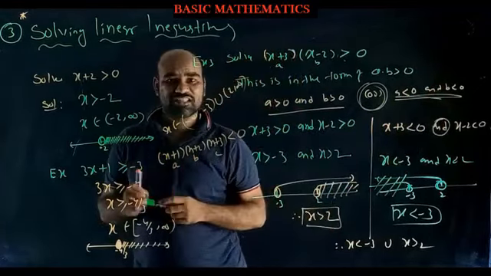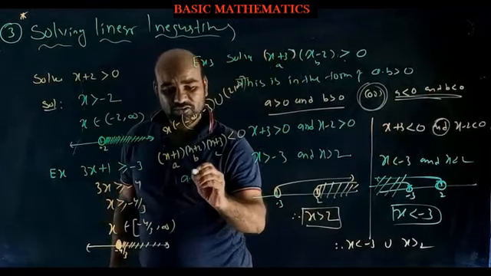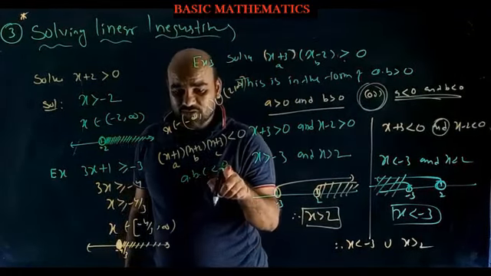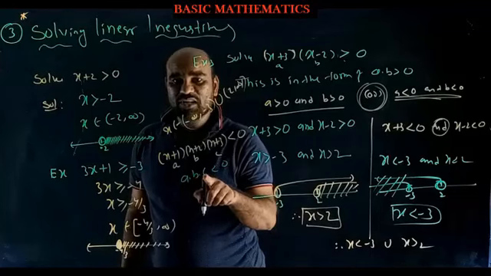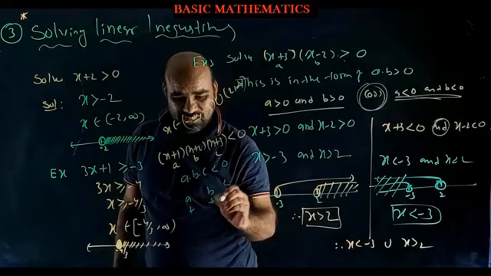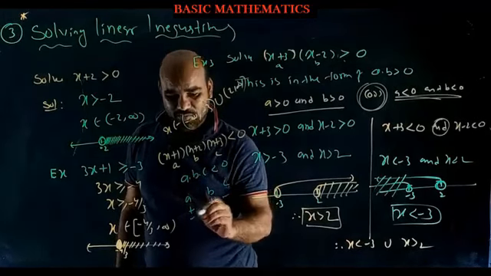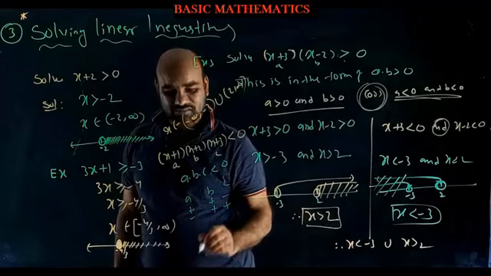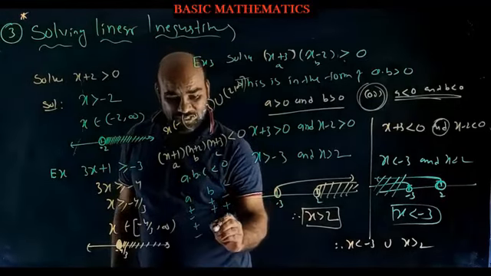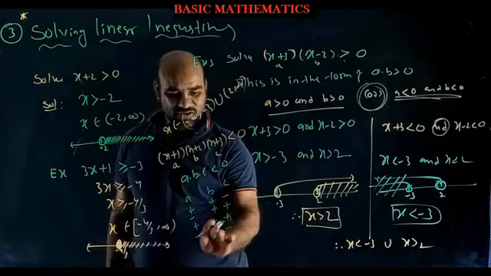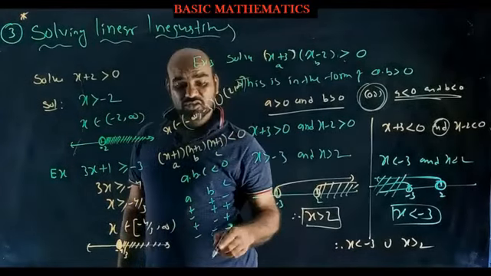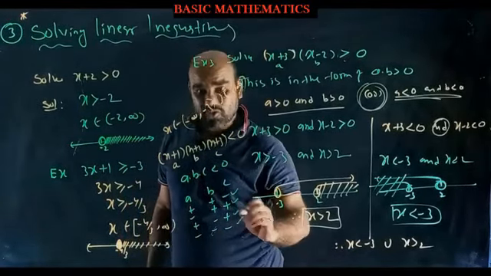But here several cases will arise. A into b into c should be less than 0. The product of three numbers should be less than 0. These two may be positive, this may be negative. I will write like this here, a, b, c. Plus plus minus is one possibility, minus plus plus another possibility, plus minus plus another possibility, minus minus minus another possibility. Okay, wait, the product should be negative, no? So 1, 2, 3, 4 possibilities.